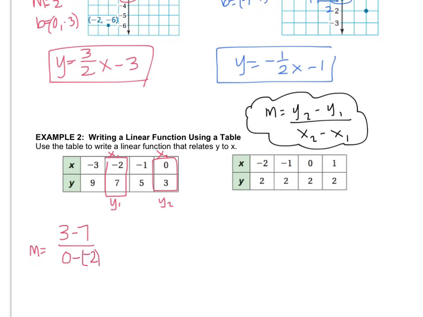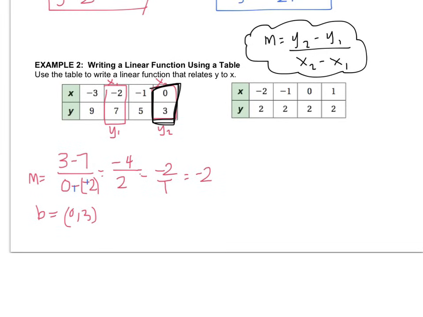So now I have to simplify. 3 minus 7 is -4. 0 minus -2 is 2. So that gives me a reduced slope of -2 over 1, or just -2. The intercept is right here at 0, 3. So I have the slope, I have the intercept, and now I just have to put it together in a formula. y equals -2x plus 3.